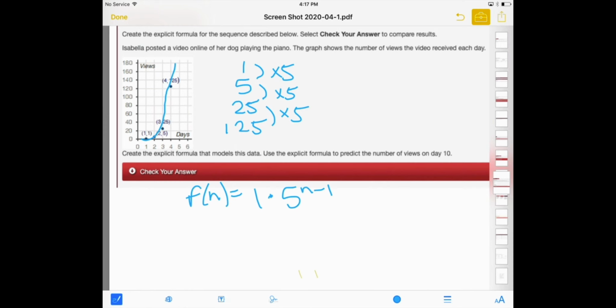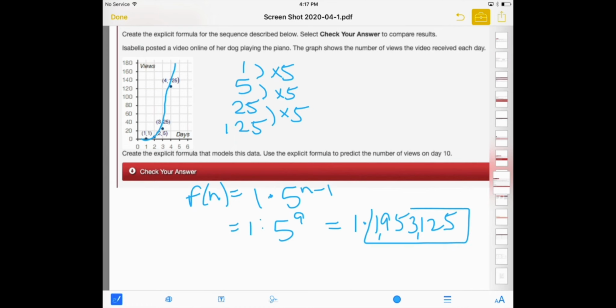Now the question is asking for the number of views on day 10, so 1 times 5 to the power of 9, because I'm going to do 10 minus 1, no need to do that again. Now 5 to the power of 9 in a calculator is going to be a pretty large number. So we're going to get the existing 1 times 1,953,125 views just after 9 days.